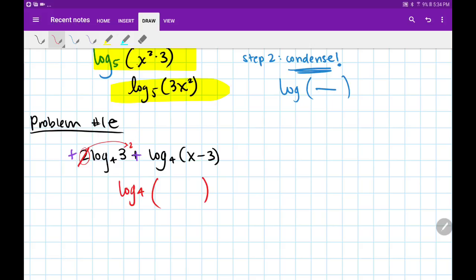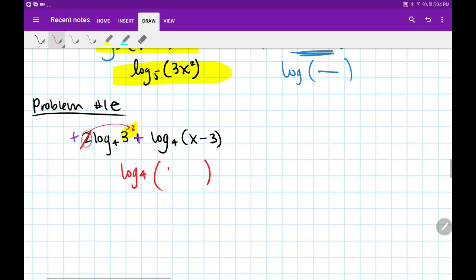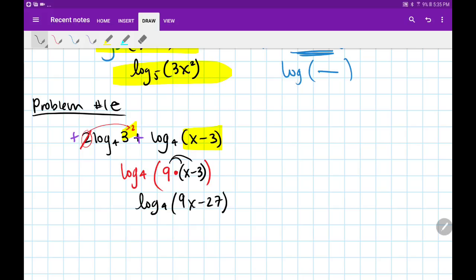So the first thing that goes inside will be 3 squared, which is 9. And careful, we need to multiply that with, what's the next thing? X minus 3. Use parentheses, please. If I said go ahead and fix the inside, the next thing that we would do is distribute the 9. This would be 9x minus 27. But both of these answers are equivalent. They're both correct.